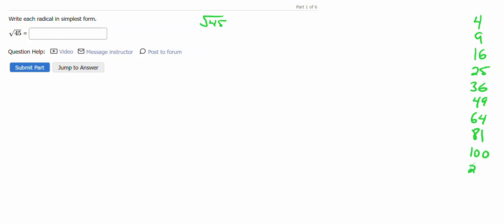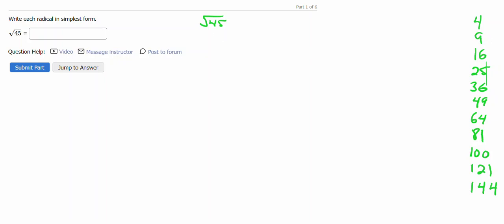And then sometimes we'll need 121 and 144. These are going to be the numbers I'm interested in because I know the square root of all these numbers. That's going to be the whole point. So let's go back to my square root of 45. What number can I divide 45 by, from my list? Obviously not 49, not 36, not 25, not 16, but 9. I can divide 45 by 9.